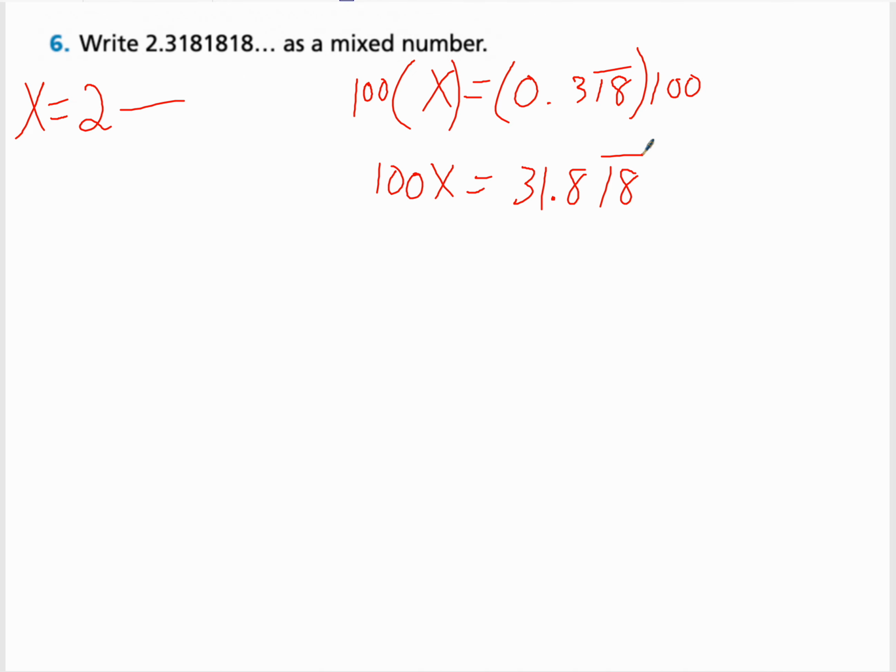And what do I do next? You subtract. Minus x and minus 0.318 repeating. I gotta write all this down. 8 minus 3 is 5. So 99x equals 31.5.